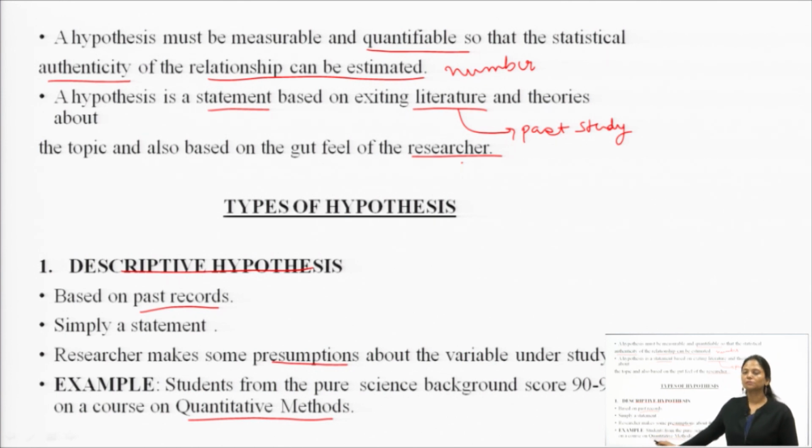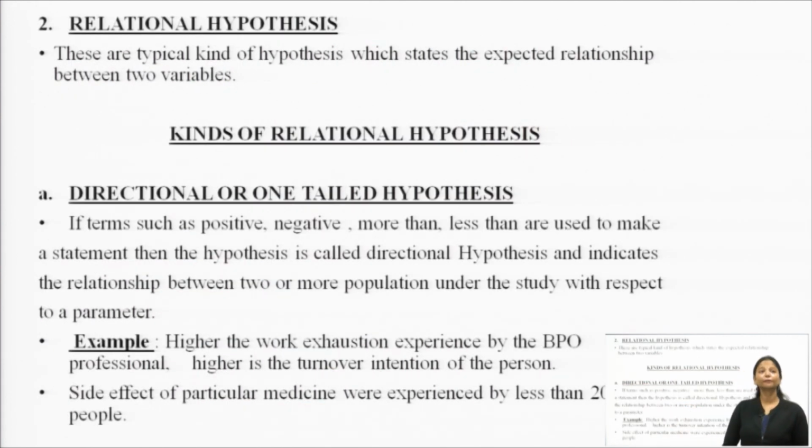This is one of the assumptions being made, might not be true, might be true, depending upon what we are studying, how we are studying, and from where we are taking the data. This is one kind of hypothesis. The other kind of hypothesis is the relational hypothesis. In a relational hypothesis, what we study is the typical kind of hypothesis which states the expected relationship between two variables.